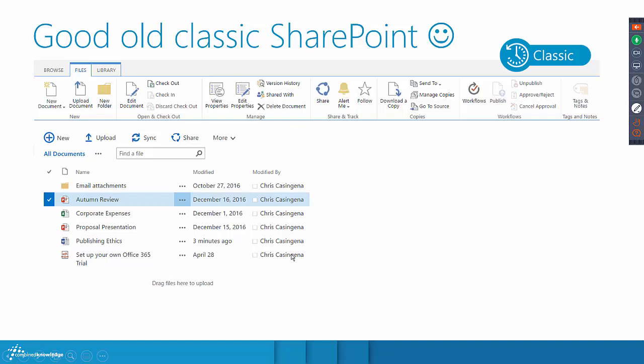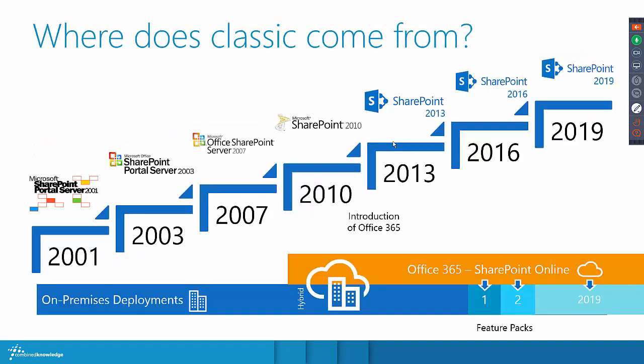So that's what classic SharePoint looks like. You can see that the interface is quite busy, but that's what we're talking about in today's session. Where does that interface come from? As we mentioned, back in 2007, Microsoft Office introduced the ribbon interface, which was eventually adopted in SharePoint 2010. But the classic interface stretches all the way back to 2001 when SharePoint originated.